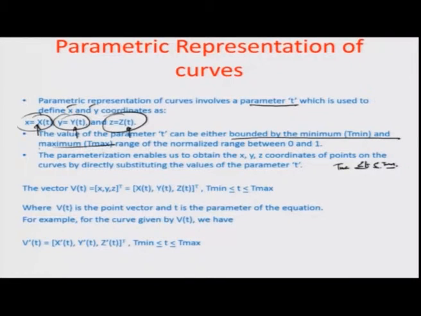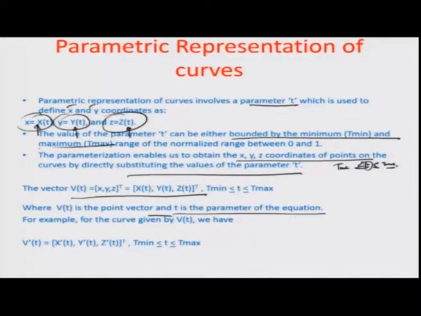So, it kind of gives you calculations related to a local domain, whereas the global representation of a certain curve uses the non-parametric x, y, z kind of representations. The parameterization enables us to obtain x, y, z coordinates of points on the curves by directly substituting the value of the parameter t. V t becomes equal to x t, y t, z t, where t varies between a minimum and a maximum value. So, it is bound on both sides, and V t is a point vector. So, t is the parametric variable of the equation.